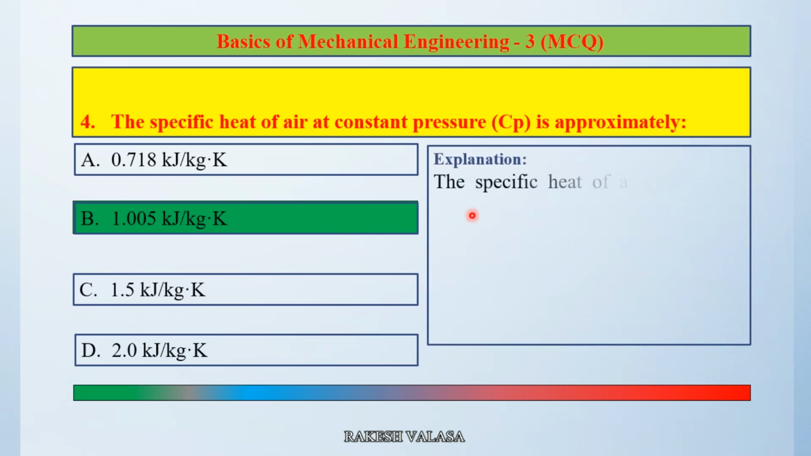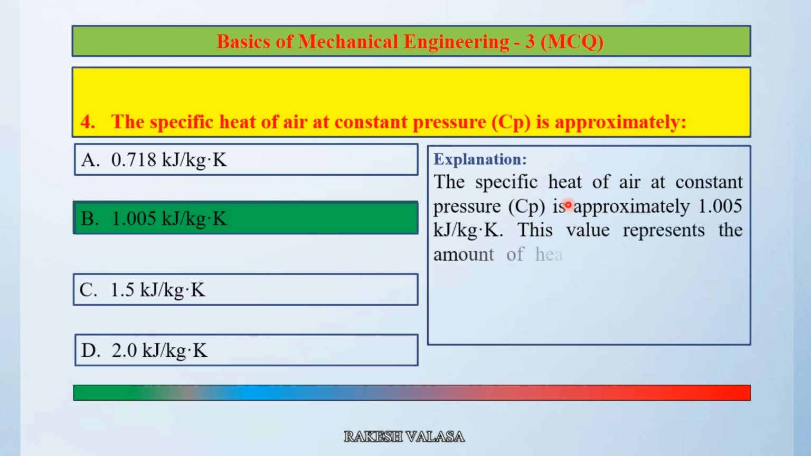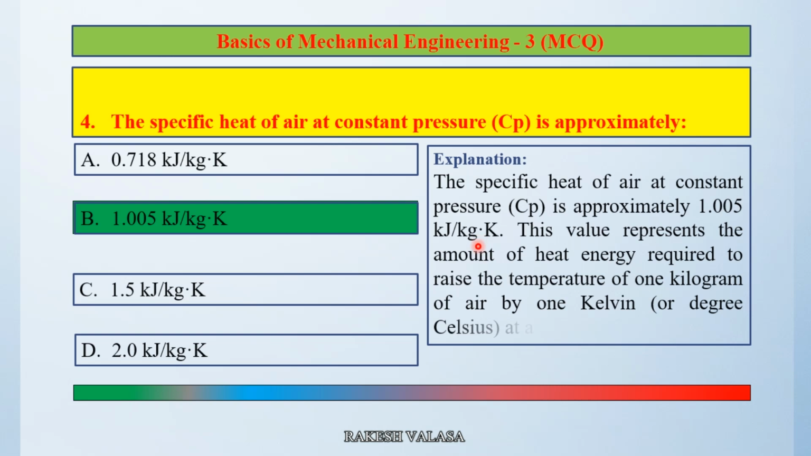Let us see the explanation. The specific heat of air at constant pressure is approximately 1.005 kilojoule per kg Kelvin. This value represents the amount of heat energy required to raise the temperature of 1 kilogram of air by 1 Kelvin at a constant pressure. So the correct answer is option B, 1.005 kilojoule per kg Kelvin.